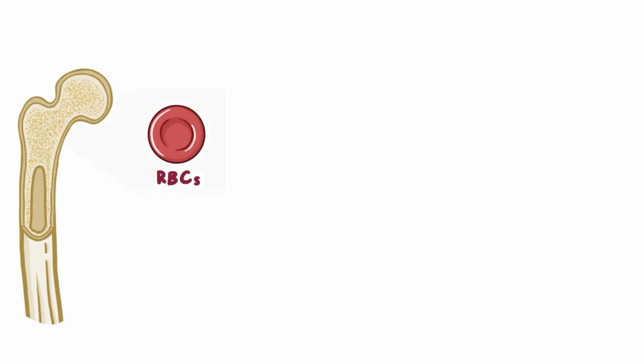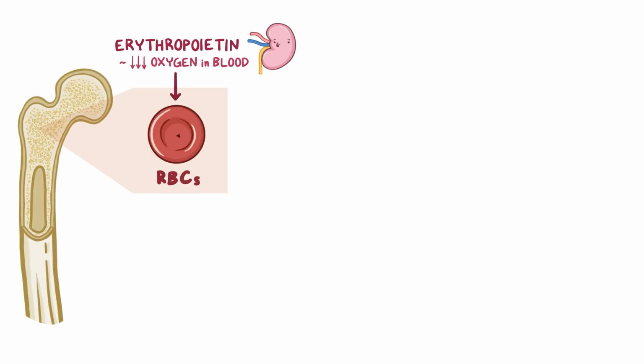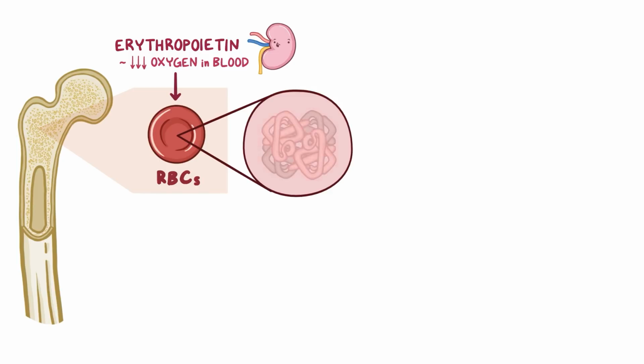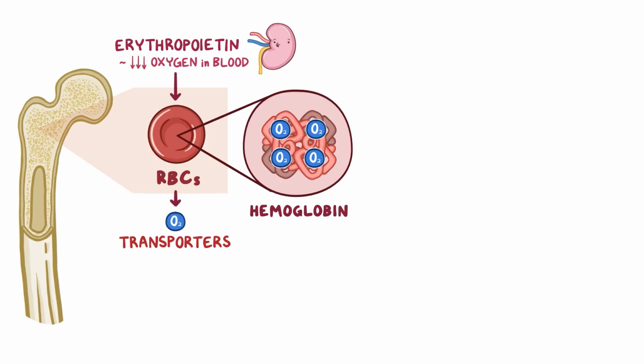RBCs are produced in the bone marrow in response to erythropoietin, which is a molecule secreted by the kidneys in response to low levels of oxygen in the blood. Taking a closer look at our RBCs, we can see they're loaded with millions of copies of the same exact protein called hemoglobin, which binds to oxygen and turns our RBCs into little oxygen transporters that move oxygen to all of the tissues in our body.